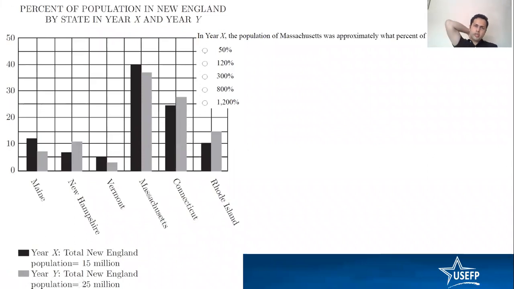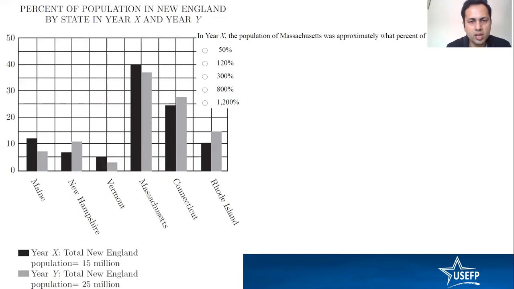Now the second question related to it: in year X, the population of Massachusetts was approximately what percent of Vermont? So it is a comparison of Massachusetts with Vermont, and we need to find the percentage. You have to find a percentage, which is a basic math question. Basic math, like I said earlier, is in every component. It is a data analysis question, but the skill required to solve it also requires basic math.